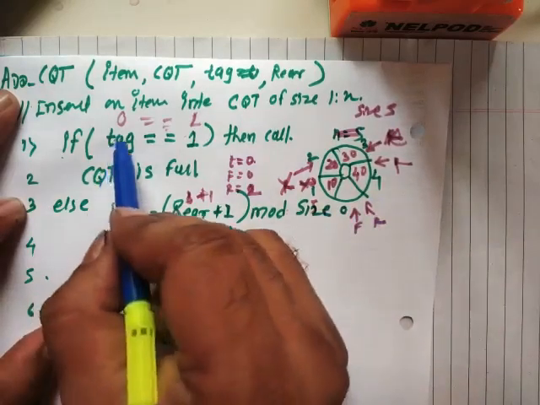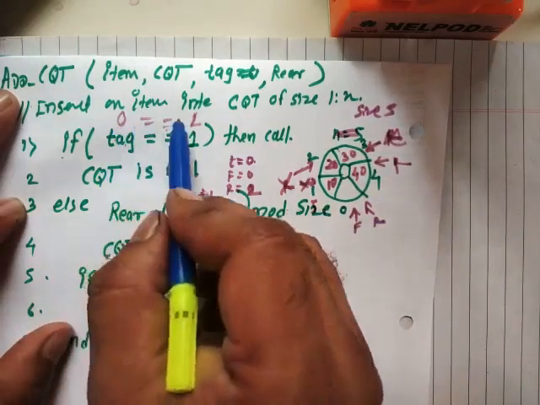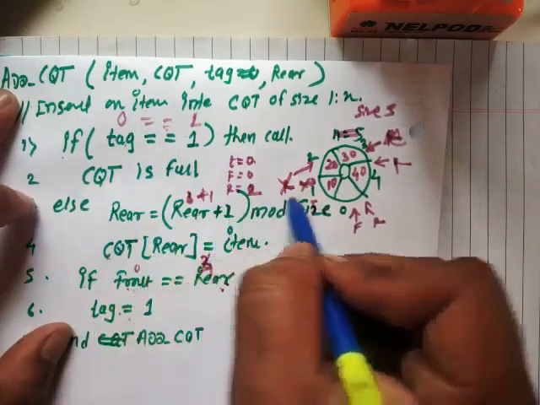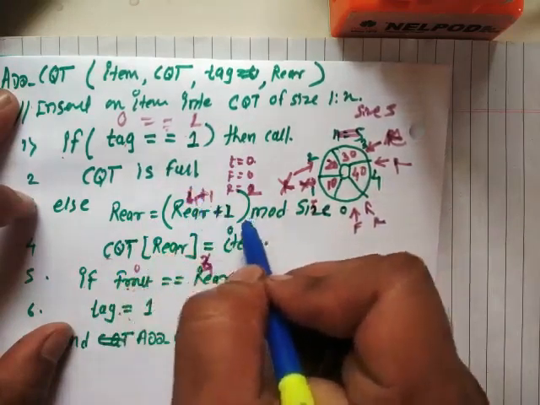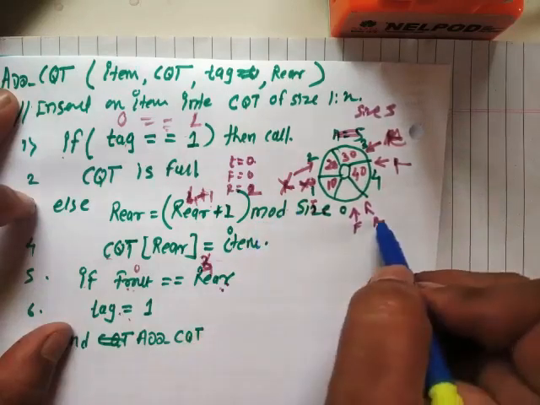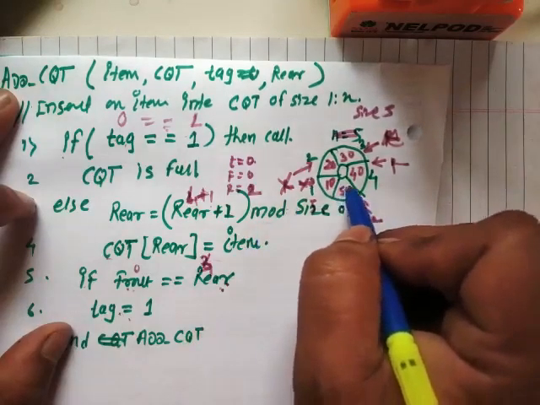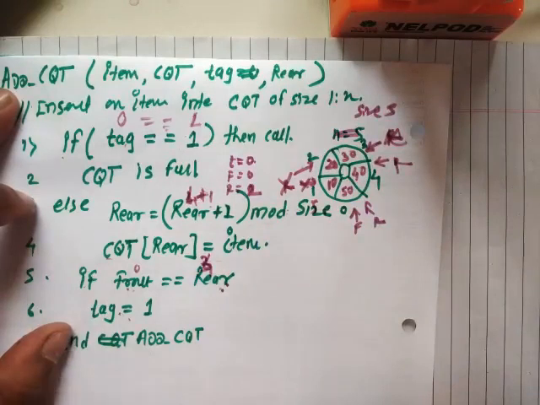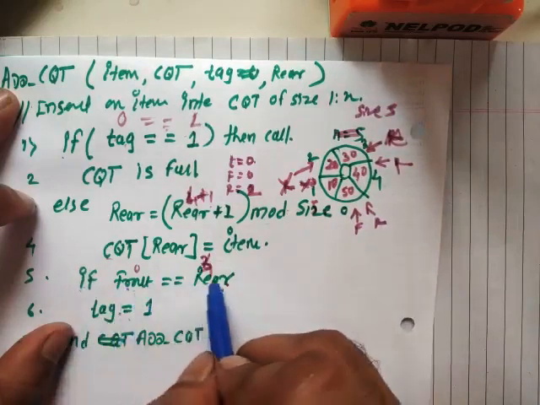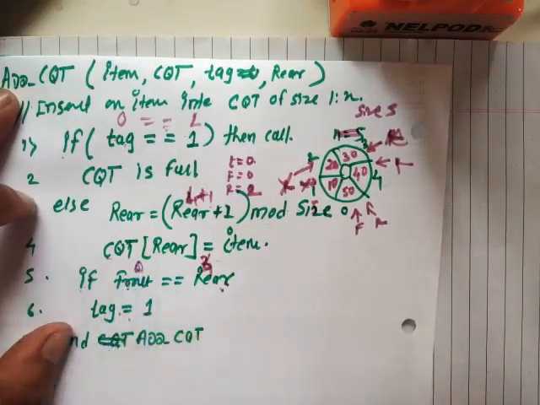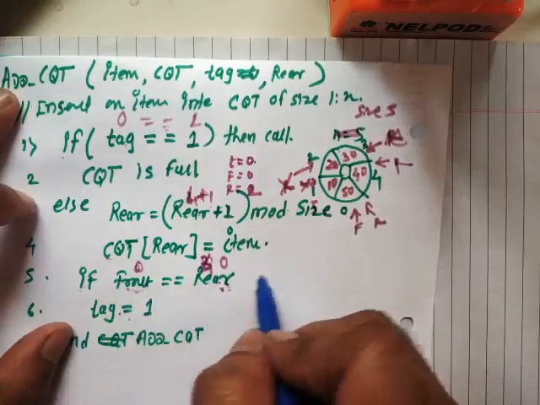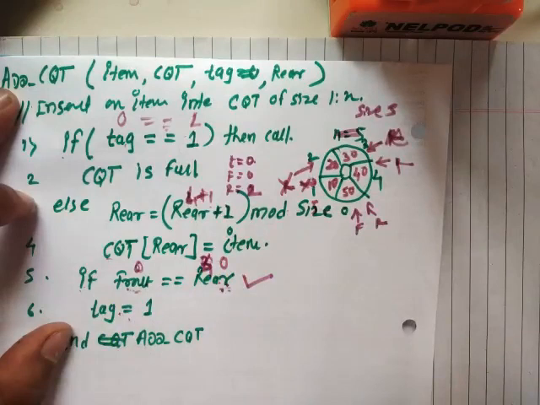Again we are going to add one more element. The tag value is 0, and 0 is not equal to 1, so the condition is not satisfied and we jump to the else part. Now rear is equal to rear plus 1. The rear value is 4, 4 plus 1 is 5, and 5 modulus 5 is 0. So at index 0 we are going to insert the element. Now rear is pointing to index 0. Is front equal to rear? The value of front is 0 and the value of rear is 0. The condition is satisfied.